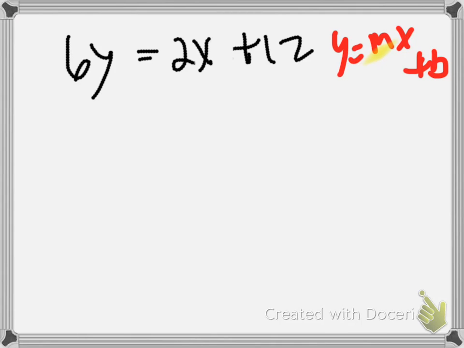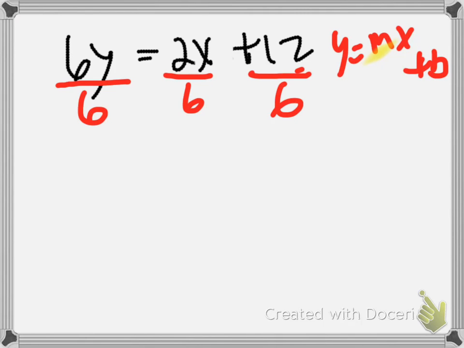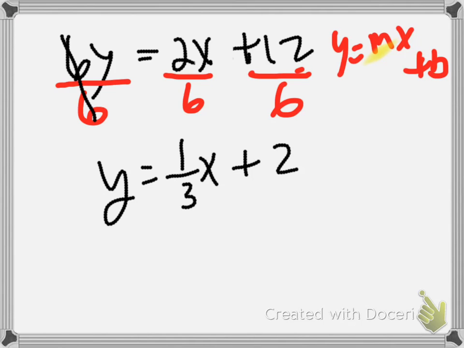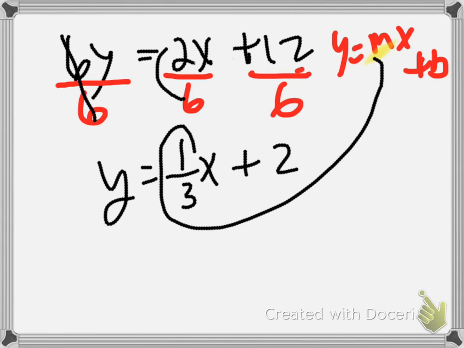So what we're going to do is divide everything by 6. I see two terms, so I'm going to divide each term by 6. Now let's simplify. The 6's divide out, so that leaves you with y equals 1/3 x plus 2. And of course, this fraction 2 over 6 simplifies to 1/3. So now I have this equation in my y equals mx plus b form. So if that is the case, this m is 1/3. So the slope is equal to 1/3.